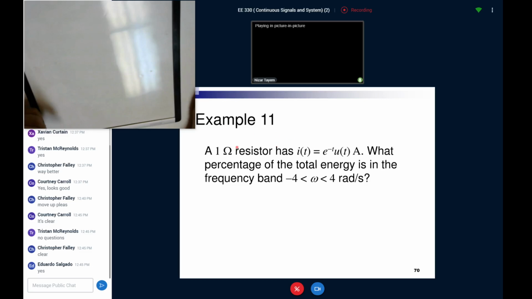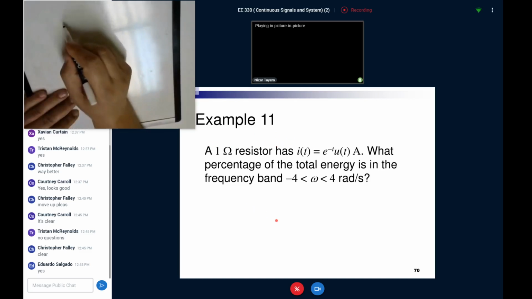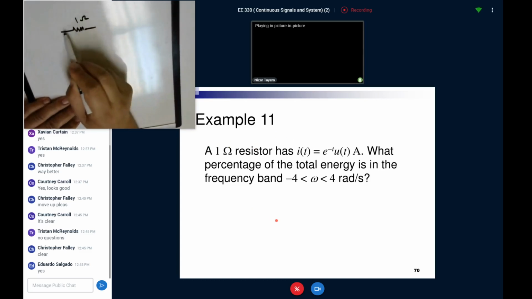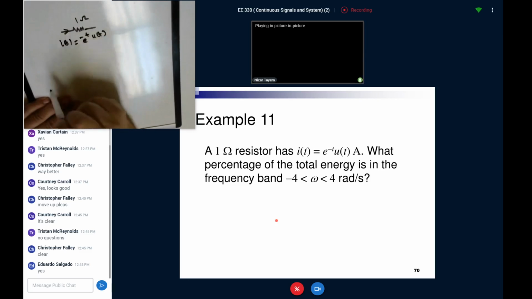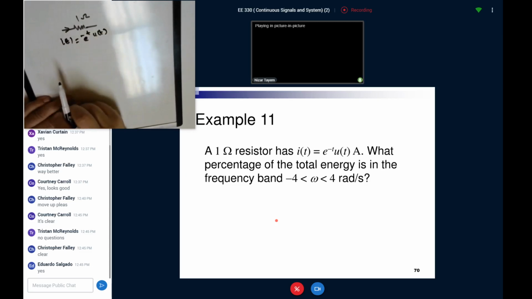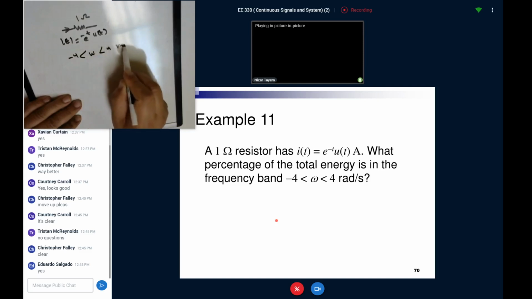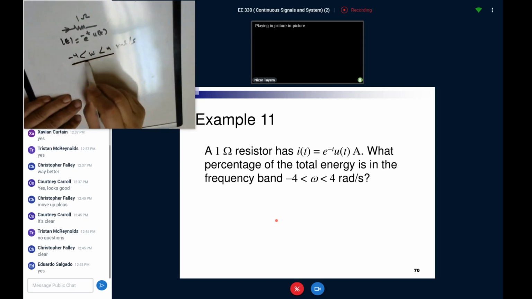So let's do an example here. For example, assume we have a 1 ohm resistor, and the current passing through this resistor, I of t, is equal to e to the minus t, u of t. Now the question here is: what percentage of the total energy is in the frequency band omega greater than -4 and less than 4 radians per second? So we need to find out how much energy we have within this band.